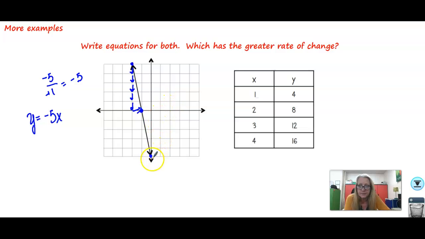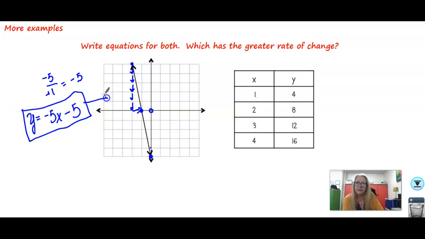Where's my y-intercept? My y-intercept is right here, but this isn't numbered. What number is that? It's okay, this is 0 here. So this would be -1, -2, -3, -4, -5. So the y-intercept is at -5. This is the equation that represents this graph.